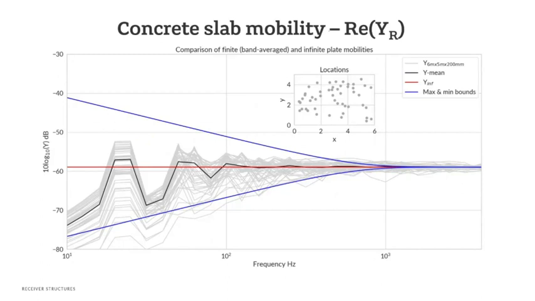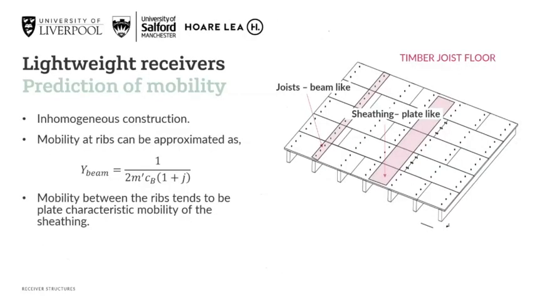So all in all, I think with very limited information available, if you just know the thickness of the slab and what material it is, you can just use the characteristic mobility of an infinite plate as a very good starting point to account for your structure, or use within any predictions or any initial guideline advice. Okay.